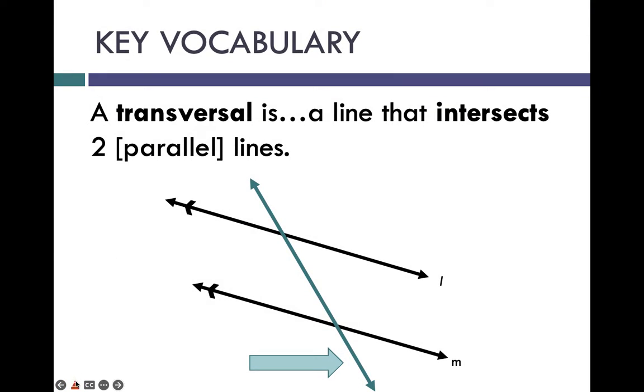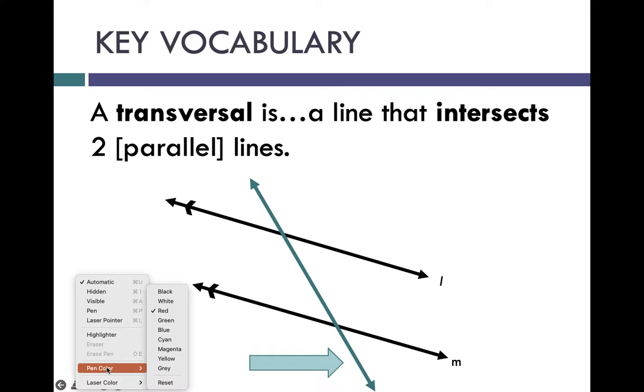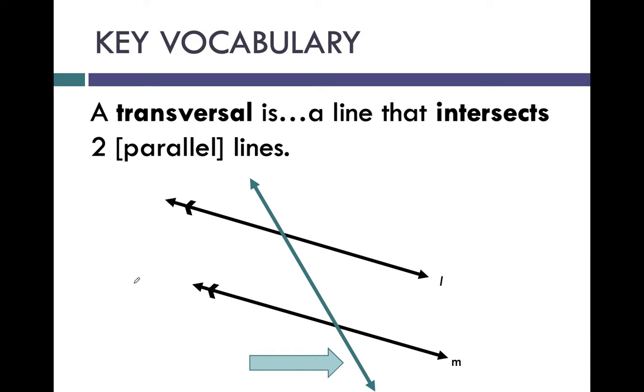So if you look at this diagram, you see the 2 lines L and M are parallel to each other. And there's a third line that intersects those parallel lines. That third line is what is called the transversal. You'll hear the word transversal used throughout this video, so just make sure that you are aware of which line we are referring to when we are using the term transversal.